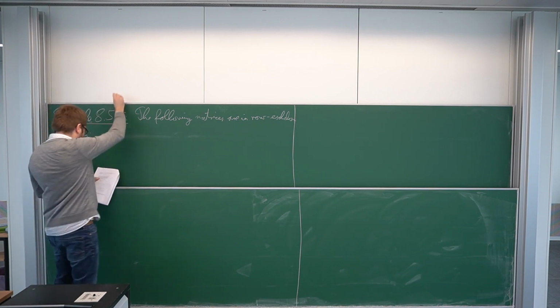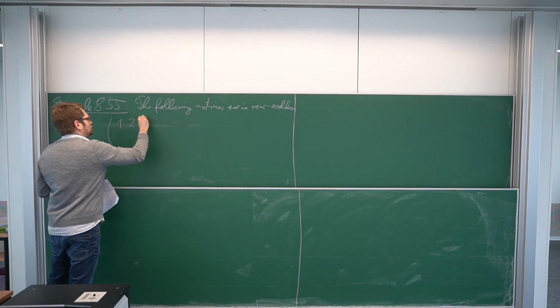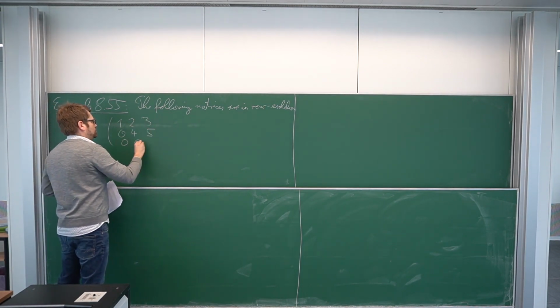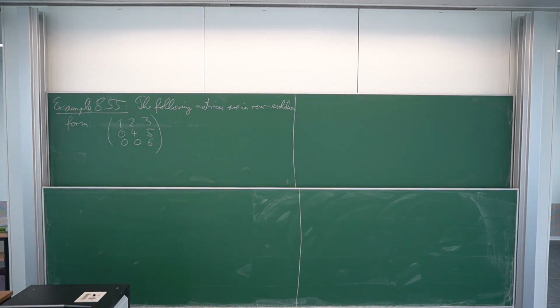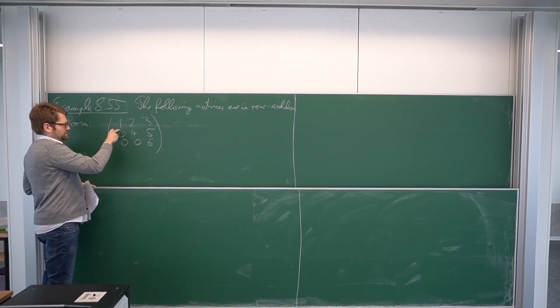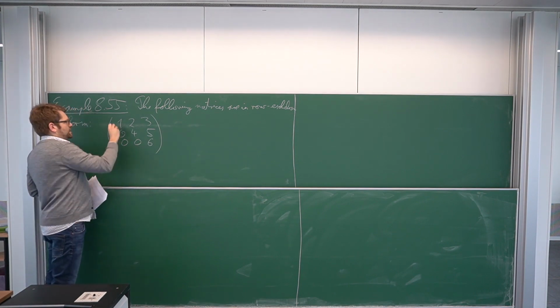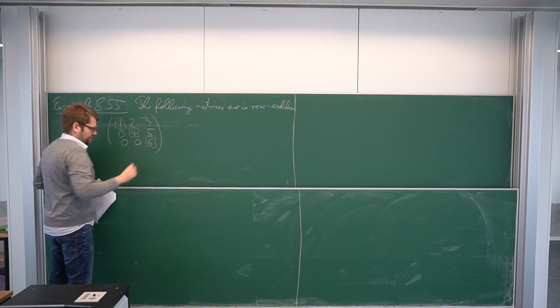Okay. First example, very simple. 1, 2, 3, 0, 4, 5, 0, 0, 6. So here, let me do some colored chalk. This is here the first column, the first column index of the first pivot is 1. Here we have 2, here we have 3. And the pivot elements are then 1, 4, and 6.